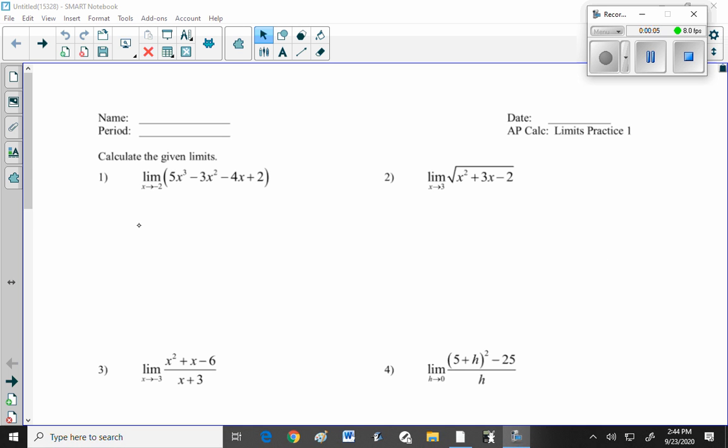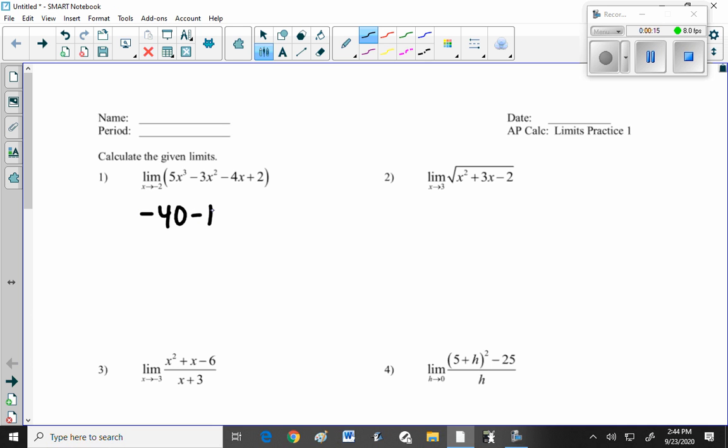So the first limit here, as x approaches -2, we can just plug in -2 because it exists, and we get -8. This is -40 minus 12 plus 8 minus 2, minus 52 minus 54 plus 8 is minus 46, I believe. I think that's right. But the point is just plug in -2.